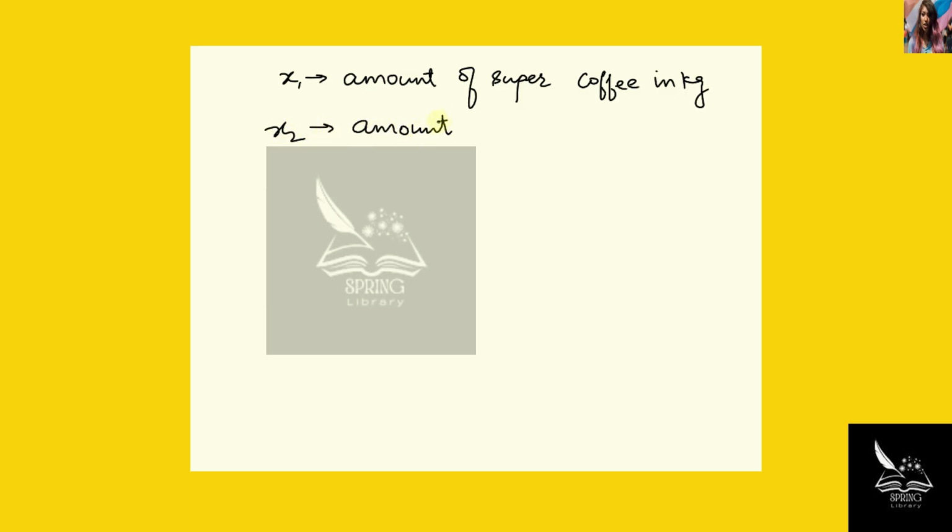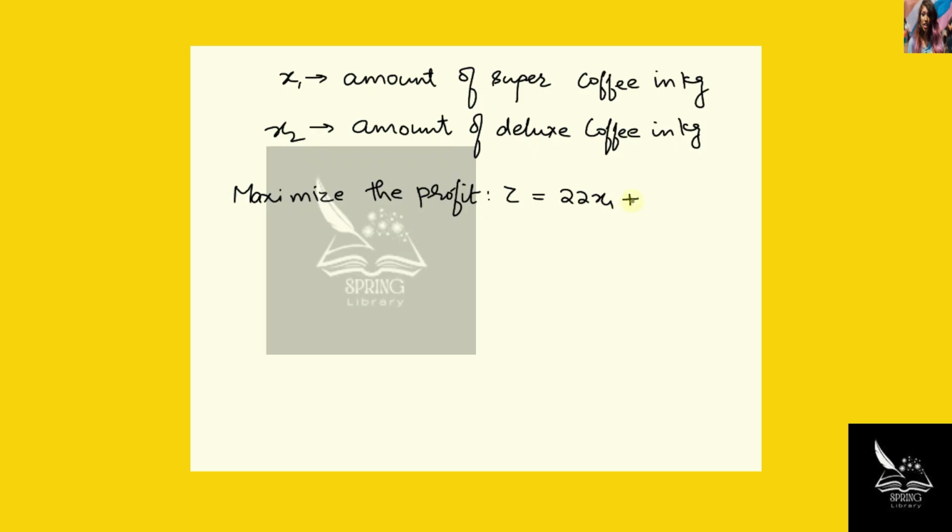Hi, to answer this question, we will start by letting x1 be the amount of super coffee in kg and x2 be the amount of deluxe coffee in kg, and we will maximize the profit z equal to 22x1 plus 35x2, further subject to the constraints.